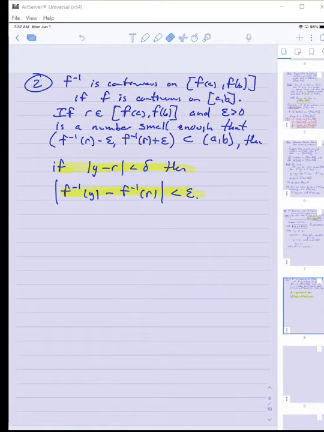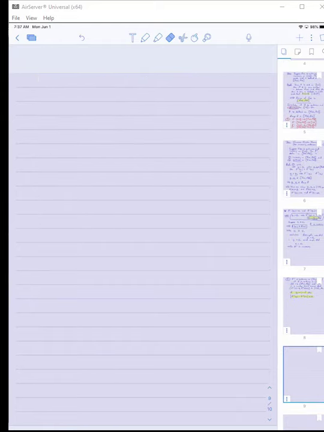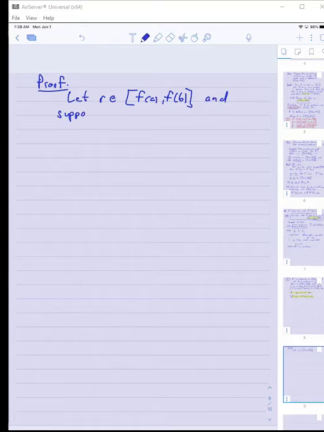Let me start on a new page. Proof. Let's choose a particular r in the interval f of a to f of b. This will be the arbitrary input value for the inverse function at which I want to prove continuity. And let's suppose that f inverse of r equals s, which we know is the same thing as saying f of s equals r.